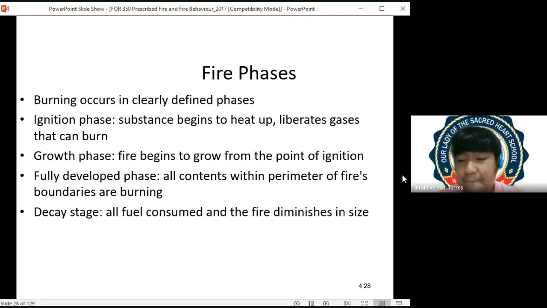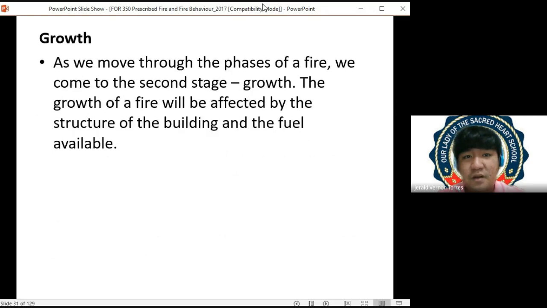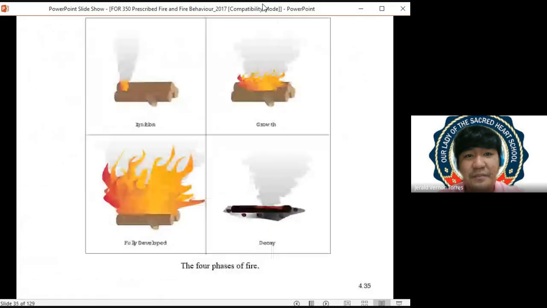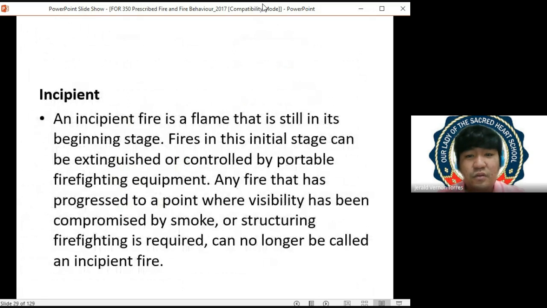So sa ating urban fire, meron siyang 4 stages. We have what we call as the incipient stage. Meron tayong tatawag na growth stage, fully developed, and decay. So let us start with incipient. So dito sa incipient, this is the beginning stage.